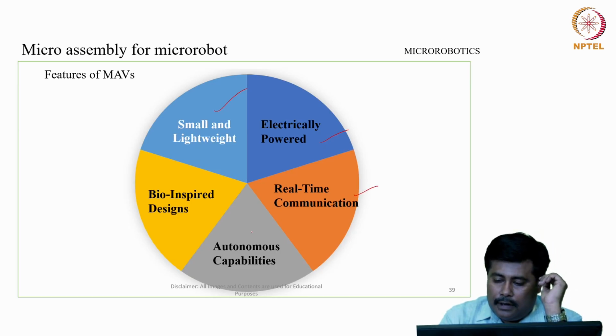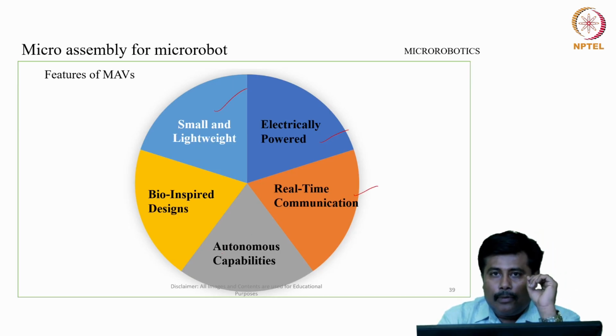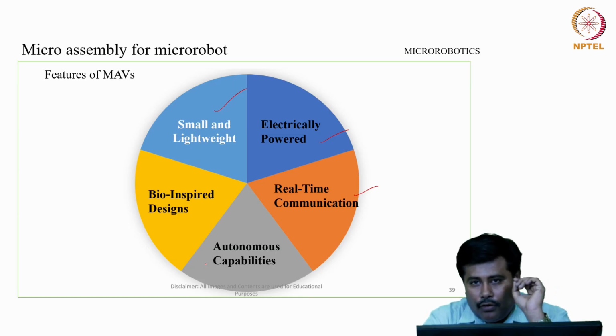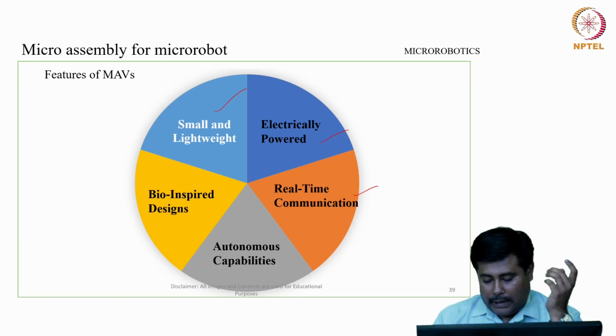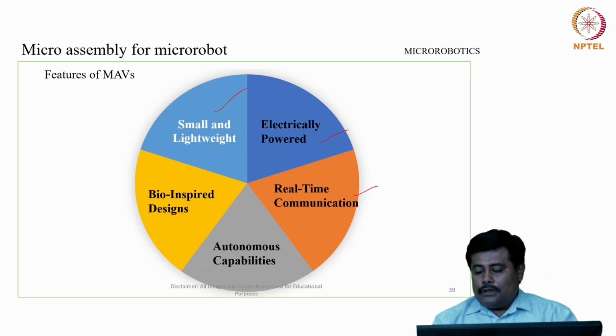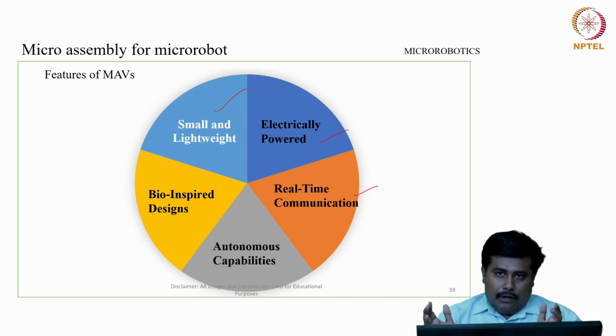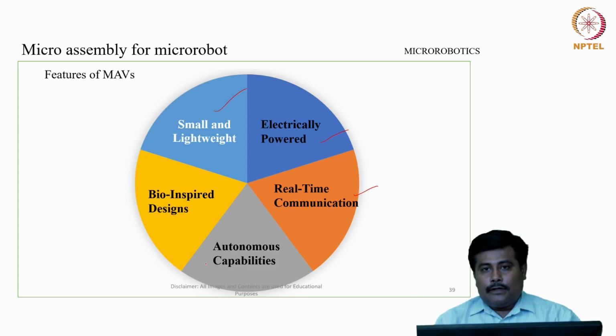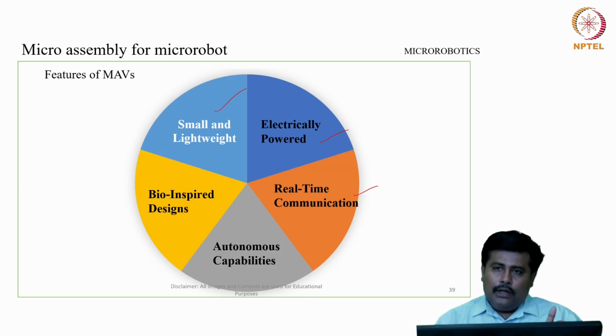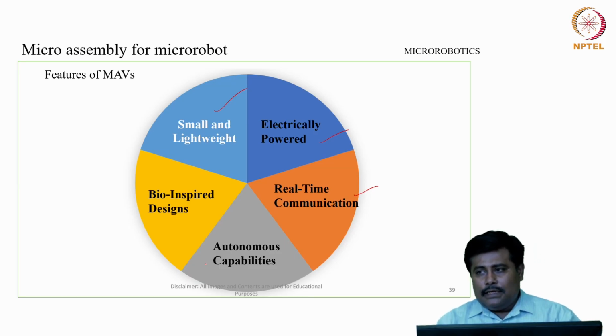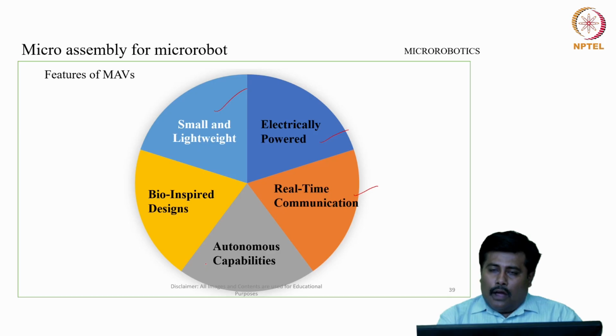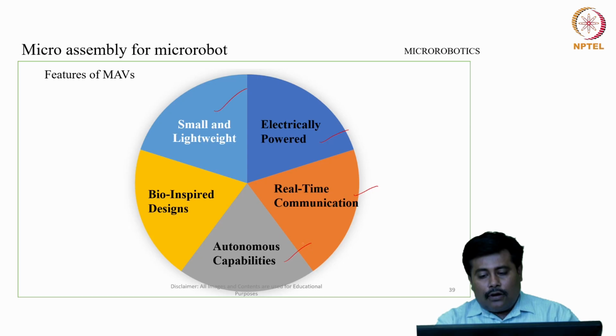Then we have real-time communication. This is considered to be one of the key aspects in today's drone technology, especially when you are talking about micro aerial vehicles in a swarm arrangement or a group of systems. In those conditions, such real-time communication is required so that they communicate with each other for appropriate motion. And as I had mentioned earlier, one of the important capabilities is the autonomous capability.